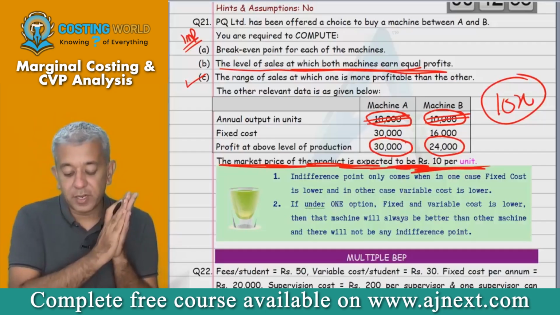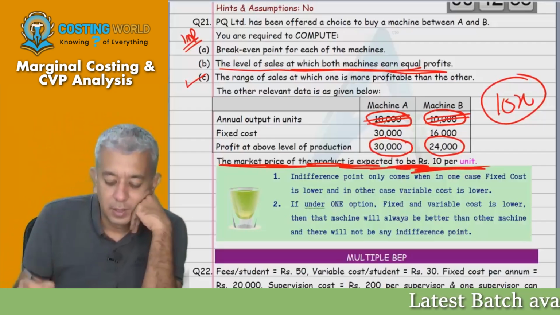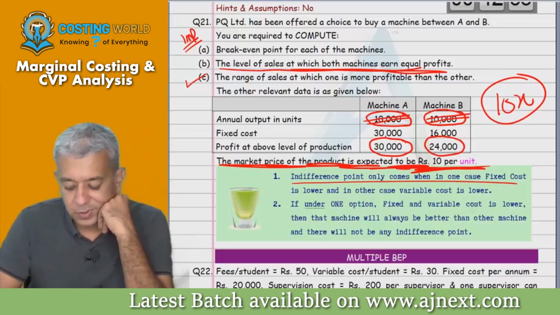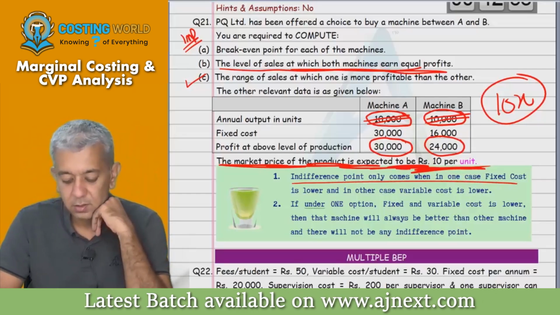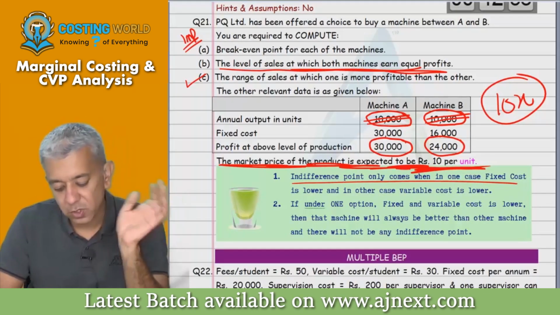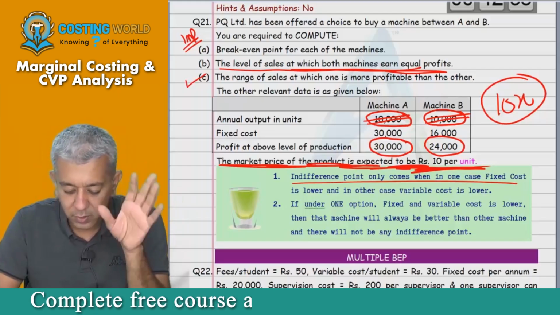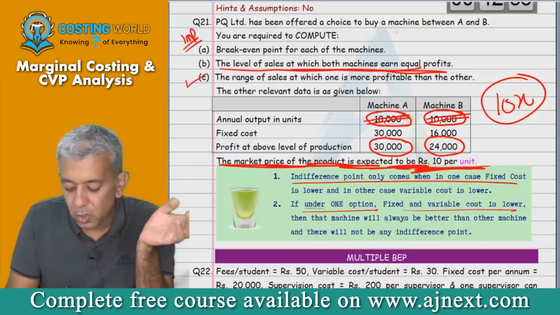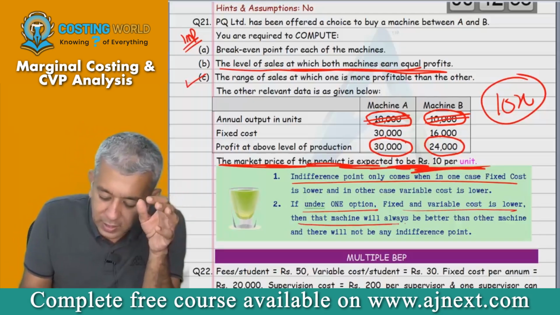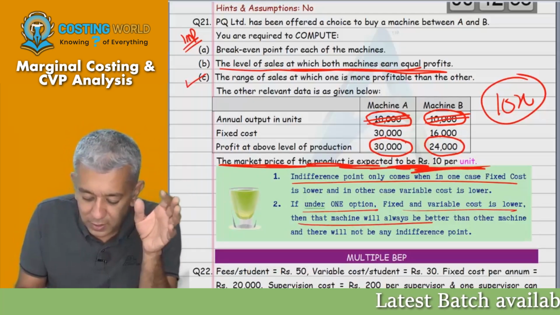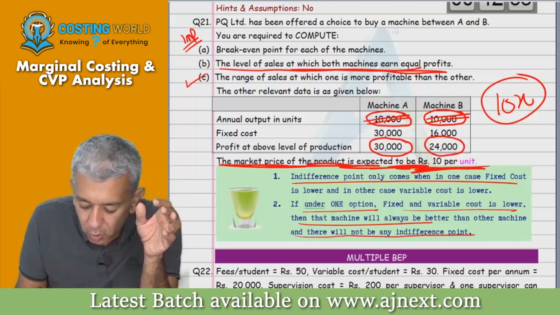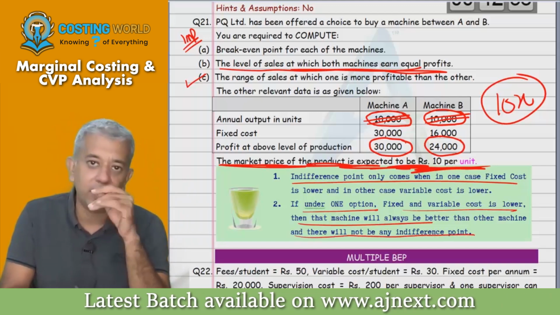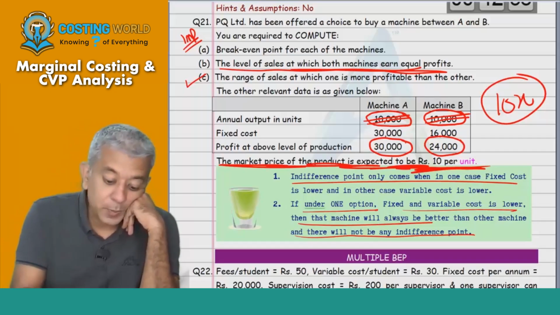Let's see what I've written in short over here. Try to get it. Indifference point only comes when in one case fixed cost is lower and in the other case variable cost is lower. If under one option fixed and variable cost both are lower, then that machine will always be better than the other machine and there will not be any indifference point. Okay. This particular question is done.